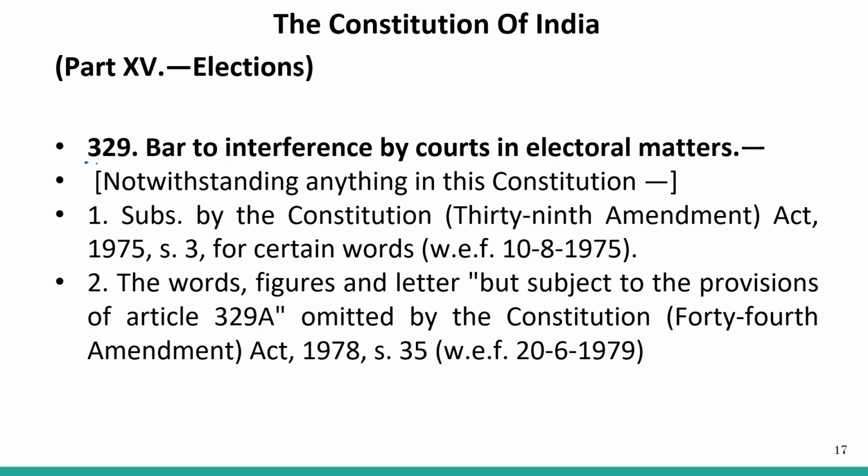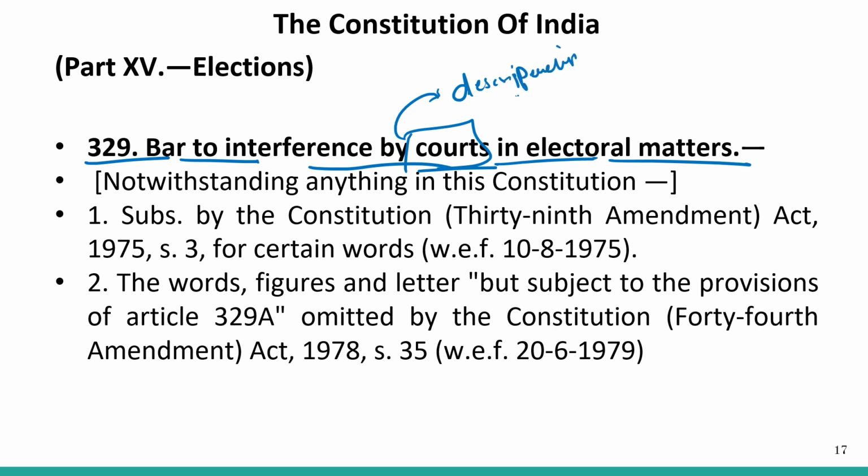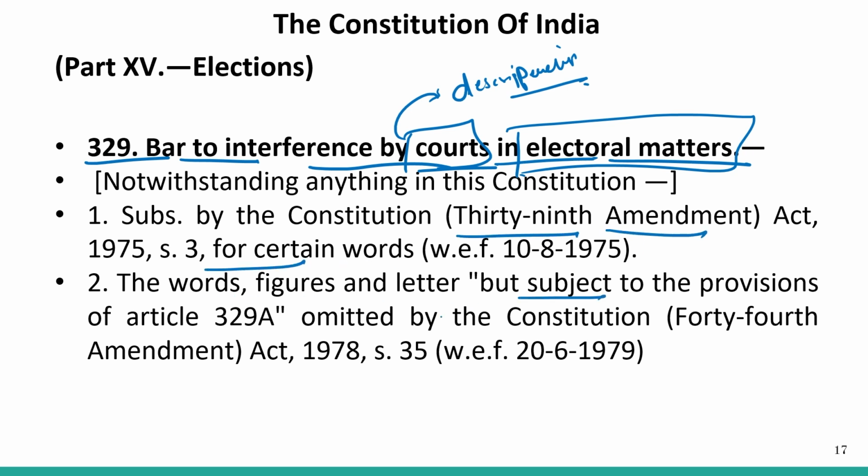Now, this is the bar to interference by the courts in electoral matters, which has been removed. The courts have been given the authority to check any discrepancies. If there are any discrepancies in regard to electoral matters, they can be referred to the courts itself. And certain words have been removed by the 39th Amendment Act: the words, figures and letters, but subject to the provisions of, are omitted, by the Constitution 43rd Amendment.